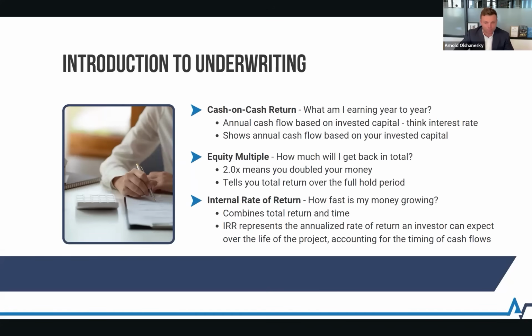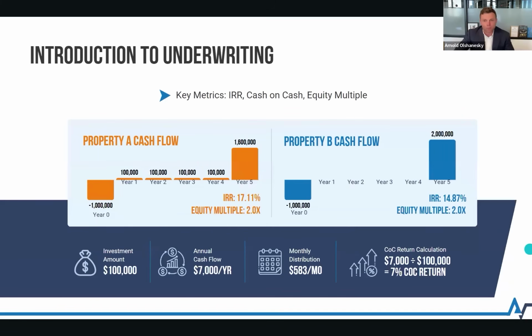And now to illustrate an example, I want to show you a little bit more about how IRR works because it's such an important metric. So if you look at this chart, property A and property B, this is both assuming a $100,000 investment. And if you look, it says equity multiple. Both of them are a 2x, right?